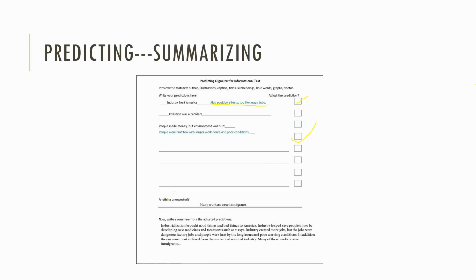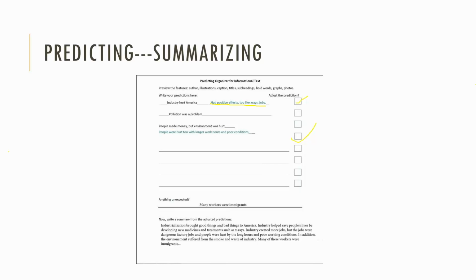One thing I like to include at the bottom of an organizer, when I'm talking about predicting and analyzing what students read, is anything that was unexpected. And one thing that I think students would talk about was maybe that many workers were immigrants in this particular article. It talked about that. They might say that. Now, this is where the summarizing comes in.